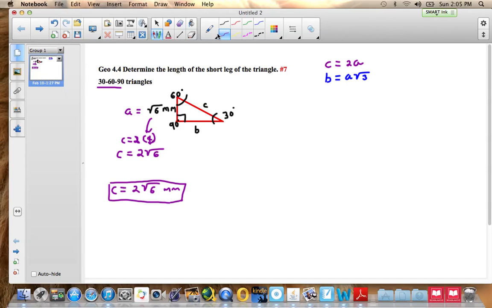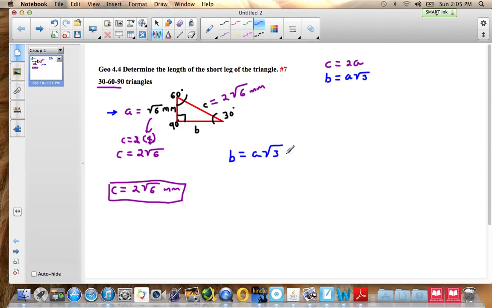So now I want to go back, and I've got to look at my next equation. And my next equation is B equals A square root of 3. So now I'm going to solve for B. Okay? Let's put C up here. We determined that C equaled 2 square root of 6 millimeters. So B is going to be equal to A times the square root of 3. And over here, we determined that A was square root of 6.